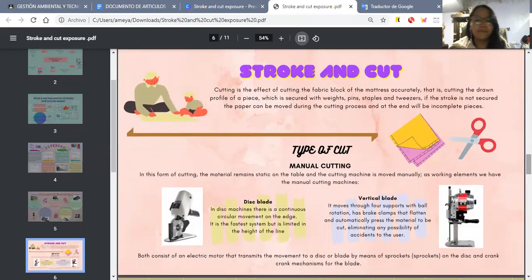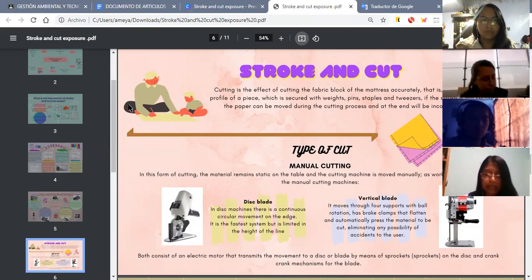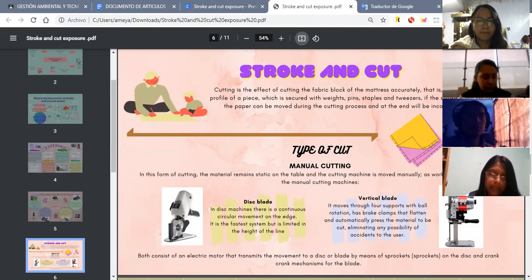Continue, my partner, Luciana. Okay. Stroke and cut. After the laying process of the fabric is finished, the fabric must be cut, for which the corresponding stroke must be placed. It is secured with pins, staples, or tweezers. If you do not insert the stroke, you run the risk of the paper moving. Certain work equipment is used in the drawing and cutting process to make it easier to obtain, such as conventional cutting machines, automatic cutting machines, and rules and paper stroke.